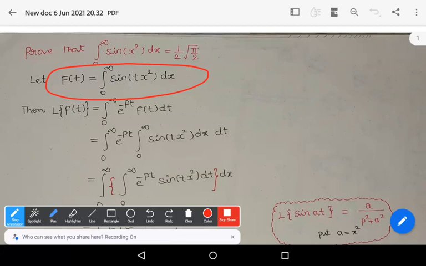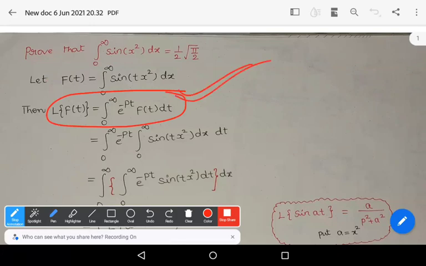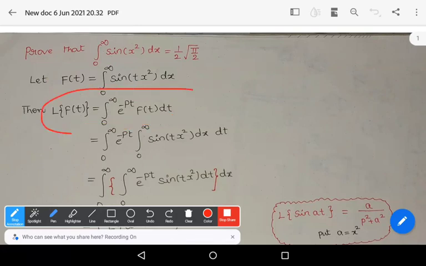Now calculate Laplace transform of f of t, L of f of t. What is the definition of L of f of t? Yes, that is the definition. You observe that here I marked with red color. That is the definition of Laplace transform of a function. The Laplace transform of a function is defined by integral 0 to infinity e power minus pt f of t dt. So this step is nothing but the definition of Laplace transform of a function f of t.